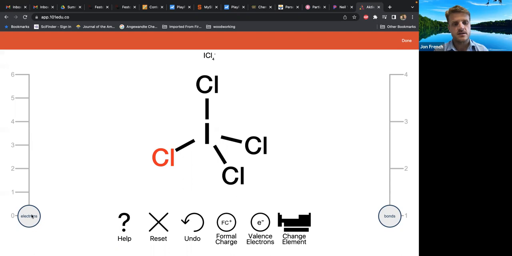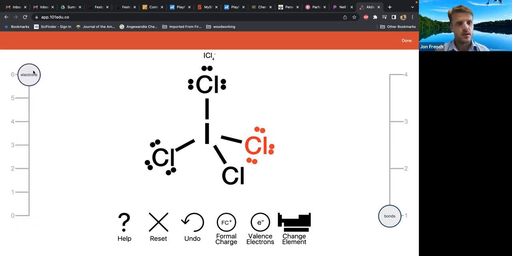I'm going to fill the octet of all the chlorides. So there is 6 of my 28 that are left. So I'm down to 22. Going to use 6 more. That's going to take me down to 16. 6 more is 10. And then 6 more is going to take me down to 4. So I filled the octet of all the chlorides.